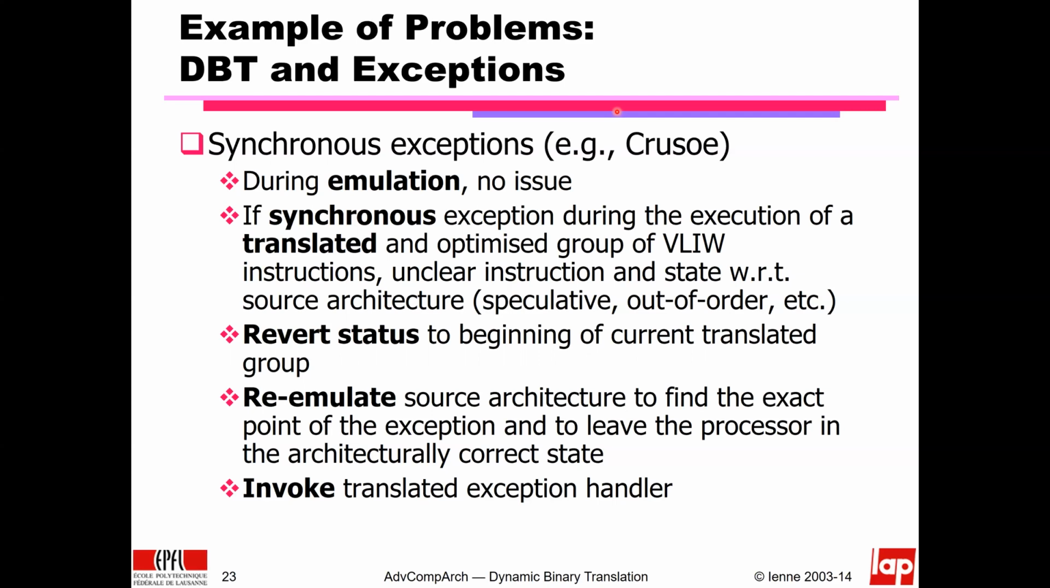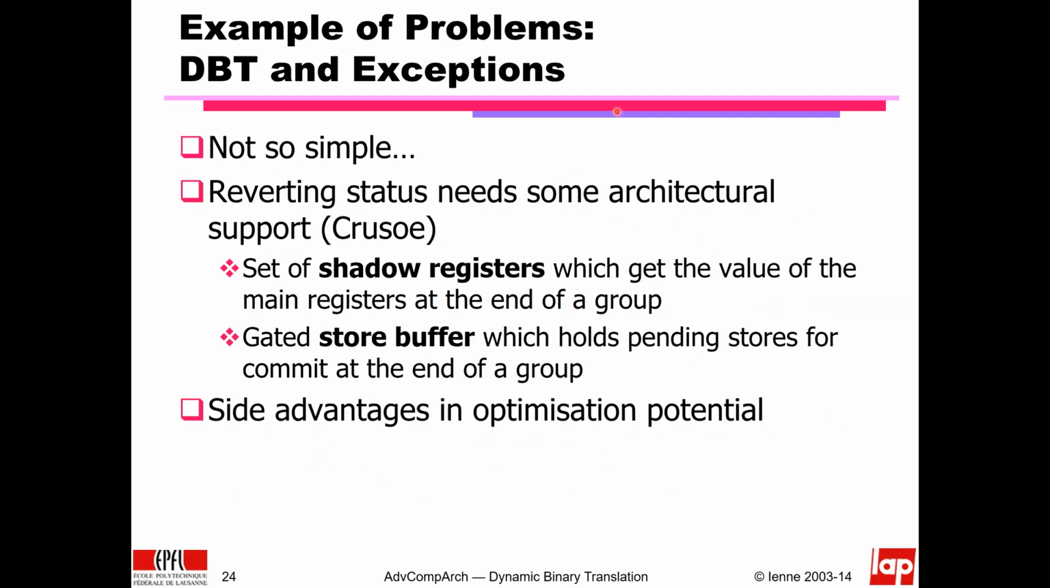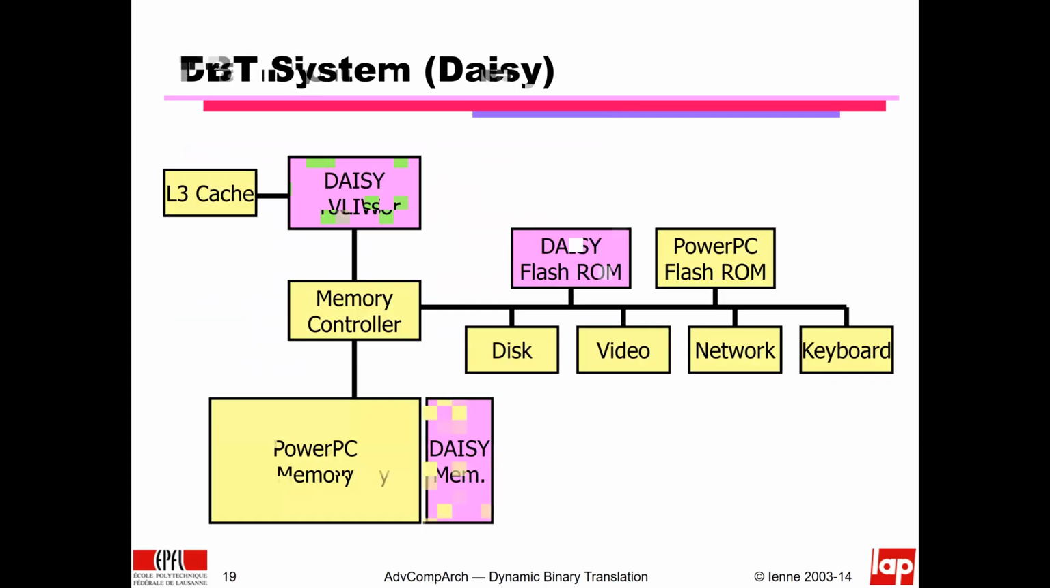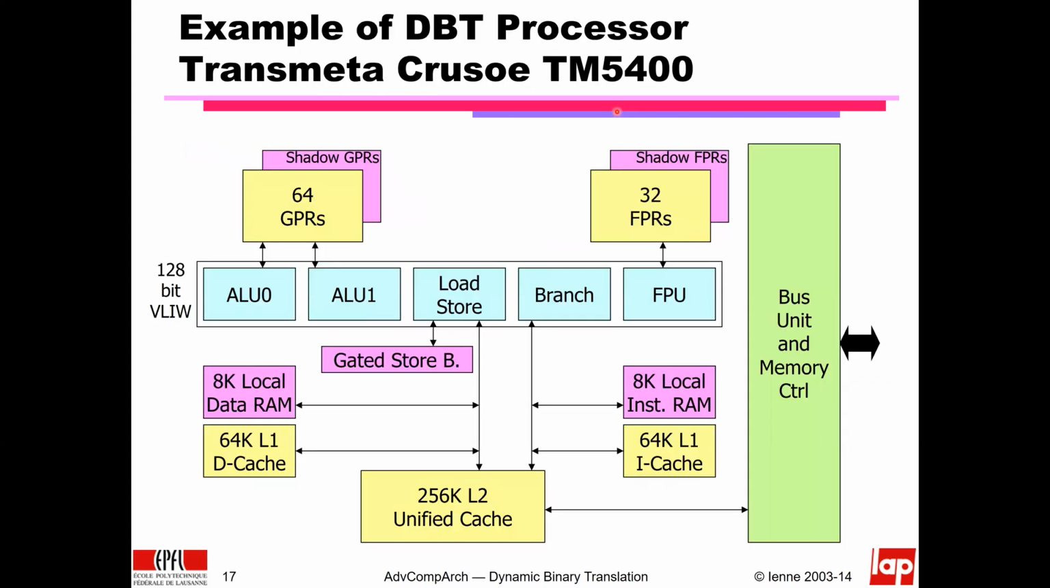So this is terribly elegant, right? There is one problem though. What does it mean, revert status? And this is exactly why we had these additional registers that we have been seeing before, and why we had this store buffer. So I go back to the figure because maybe it's more immediate to see it here, right?